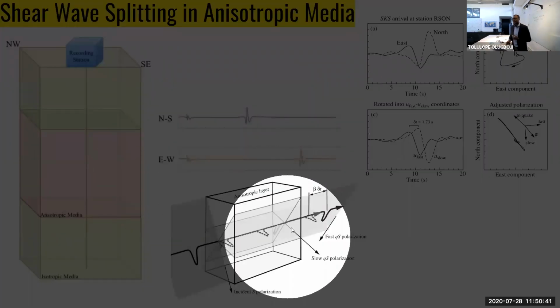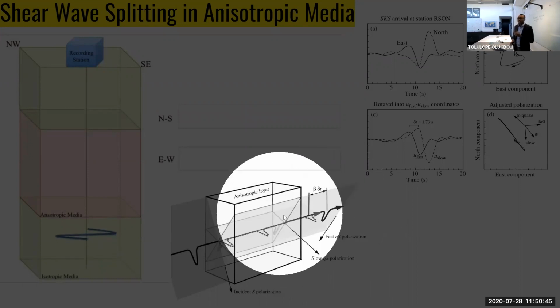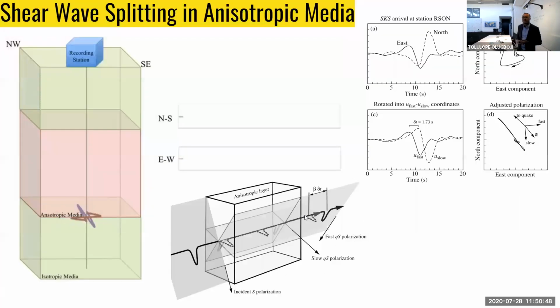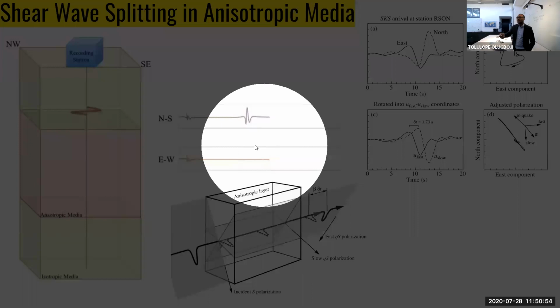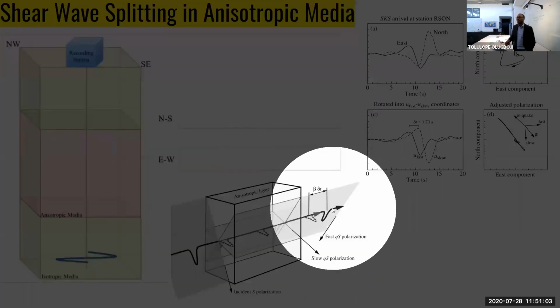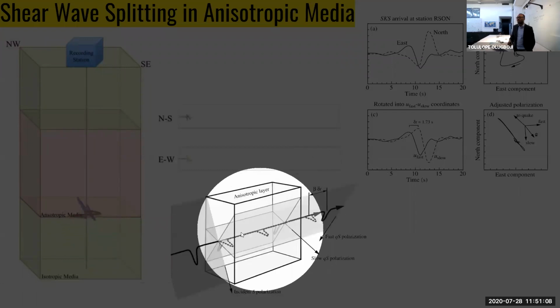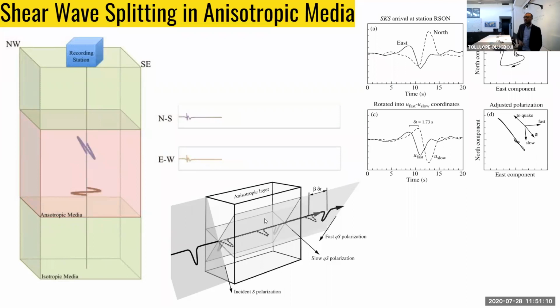One is faster than the other, so there's a fast S wave, called the QS wave, and there's a slow S wave, the slow QS wave. And using the information of how the fast S waves arrive at the seismic channel, you can correct for this splitting behavior, and then infer the duration of time over which the incident wave propagated through the anisotropic medium.